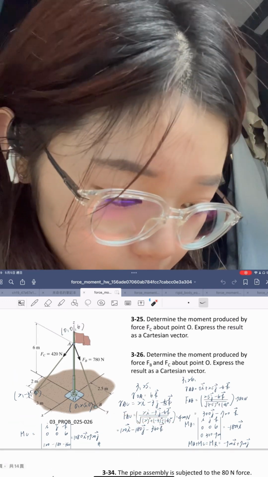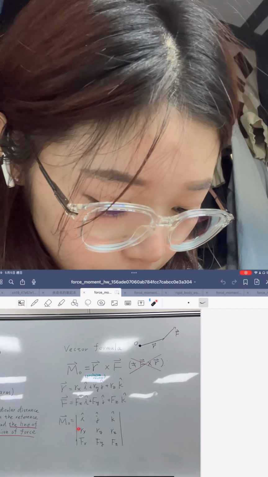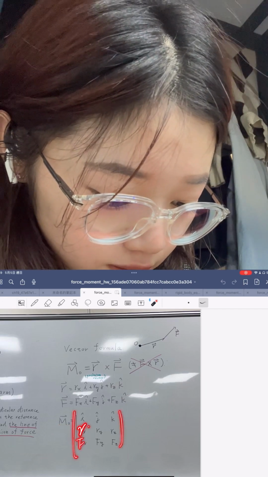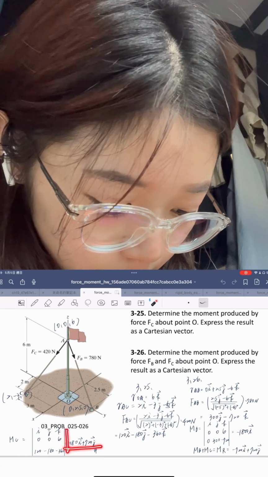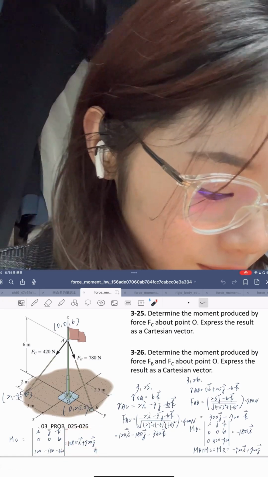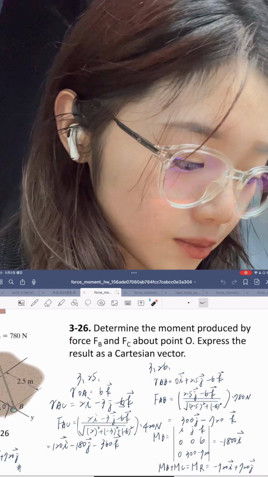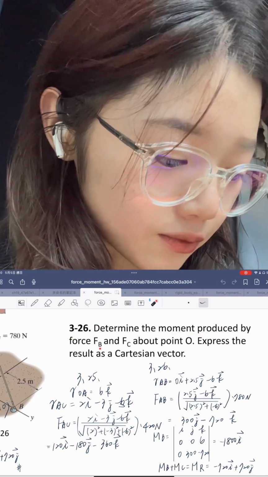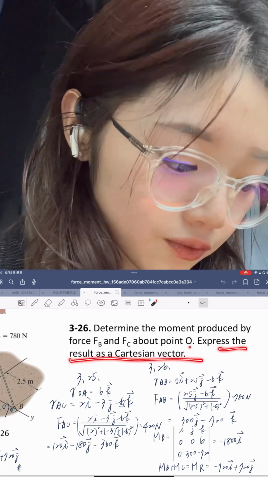And with the moment, because like the teacher says, the moment is R cross F, the vector, so we know the answer is this. So we finish 3.25, and the next is 3.26. Determine the moment produced by the force B and force C about the point O. Express the result as a Cartesian vector.